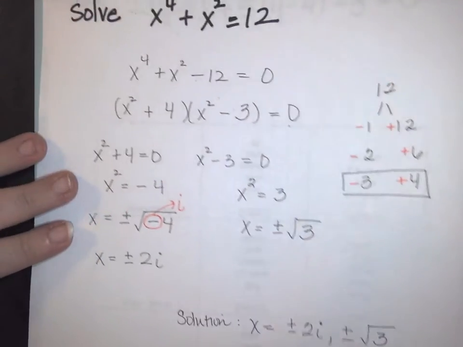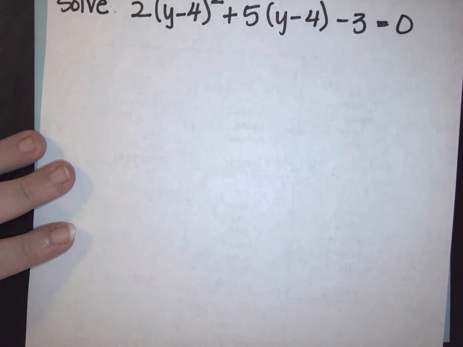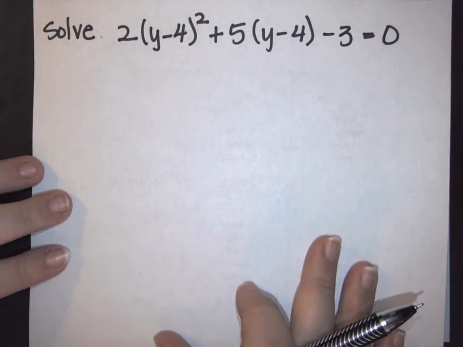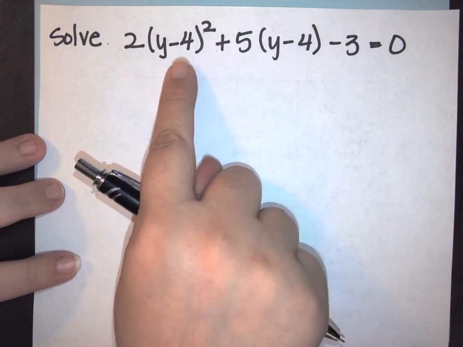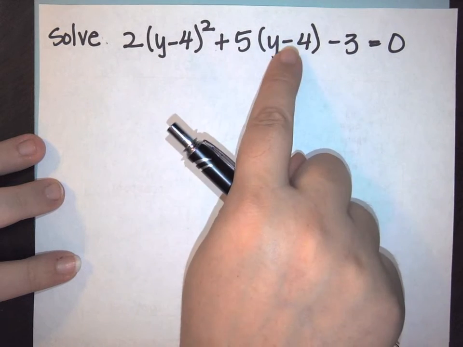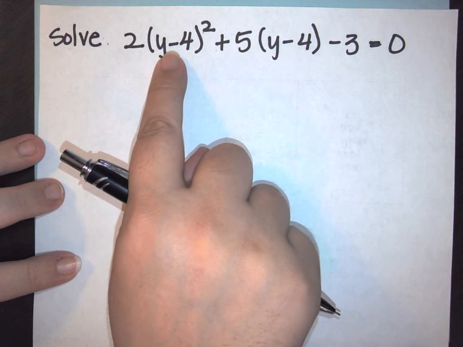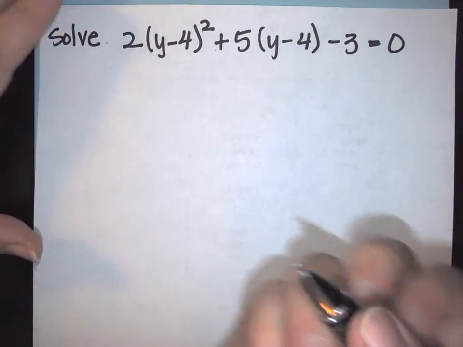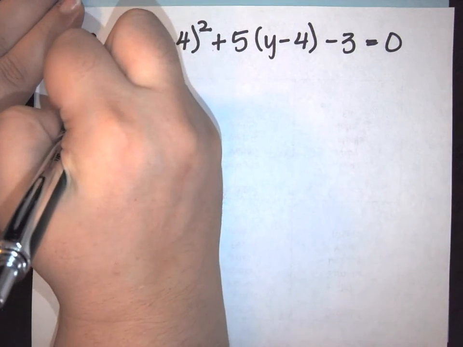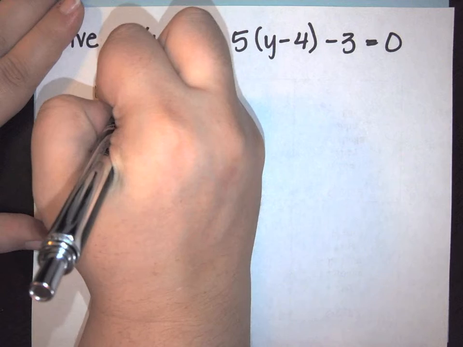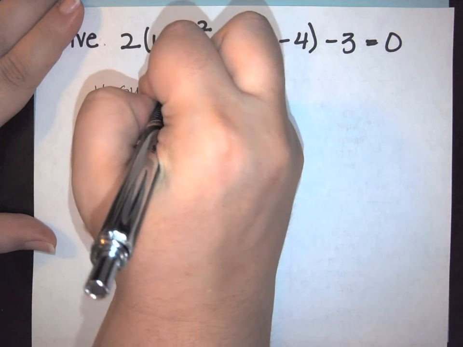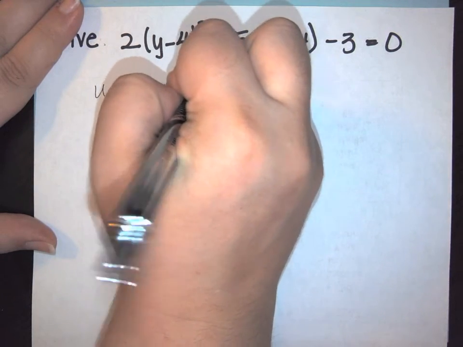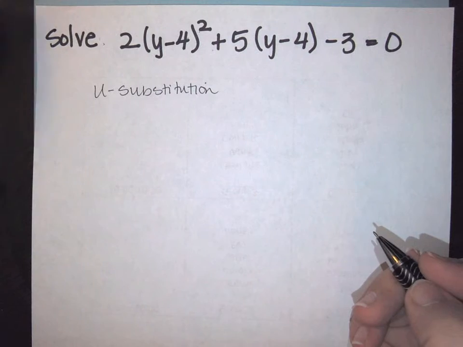Now the other special quadratic that we have is when we have these binomials. If you look, these two binomials are exactly identical, the same. Only one of them is squared. So what we can do is what's called u-substitution in order to solve that quadratic.